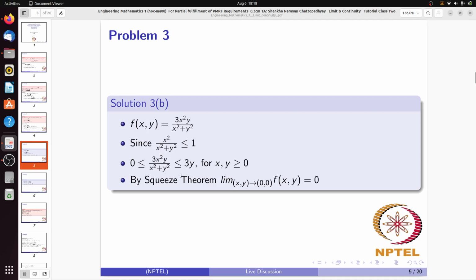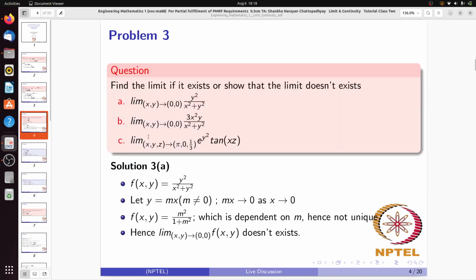So we are just multiplying with 3y. What we will get is 0 less than or equal to 3x square y divided by x square plus y square, less than or equal to 3y, for y greater than or equal to 0. So by the Squeeze theorem, the limit as (x,y) tends to (0,0) of f(x,y) equals 0. Similarly, you can prove it by taking y less than or equal to 0, and then combine those results to get the final result. I skipped that part for you and have just written the result itself.